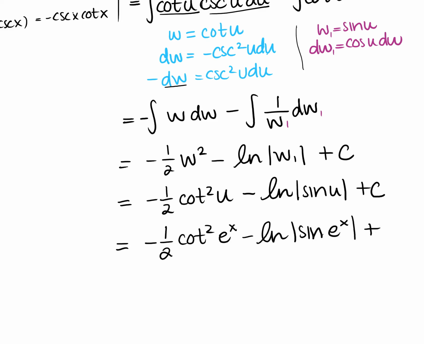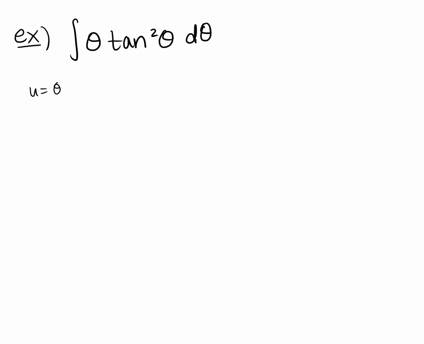Tangent squared theta d theta. All right, guys, so I have theta times tangent squared. I think when I look at this, I want to try an integration by parts. But here's the problem. If I do integration by parts, I usually want u to be theta, something whose derivative is simpler than it, right? And then what would that leave me for dv? dv would be tangent squared theta d theta. I don't know, maybe I could do this.